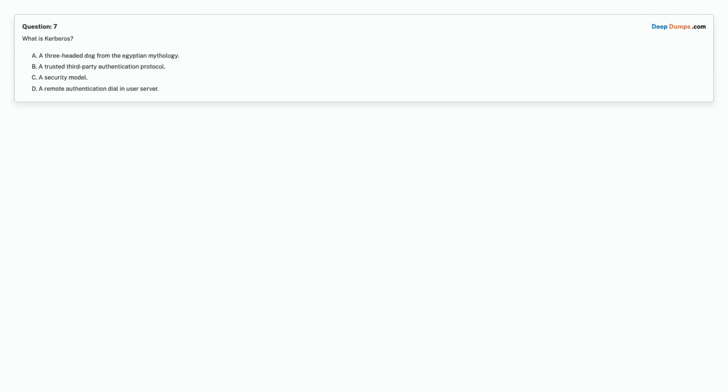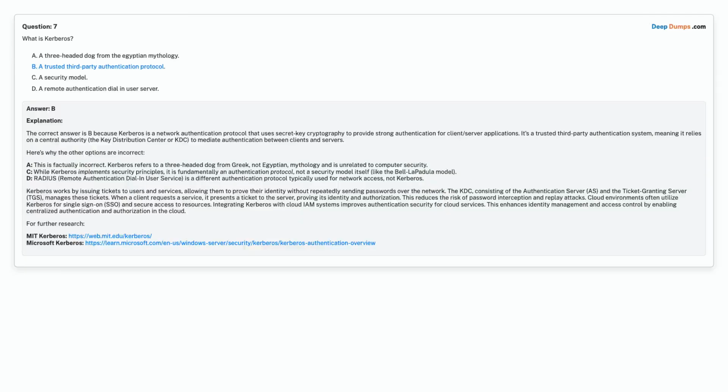Question 7. What is Kerberos? Option A. A three-headed dog from Egyptian mythology. Option B. A trusted third-party authentication protocol. Option C. A security model. Option D. A remote authentication dial-in user server. Choose the correct answer. Correct answer is Option B. A trusted third-party authentication protocol.